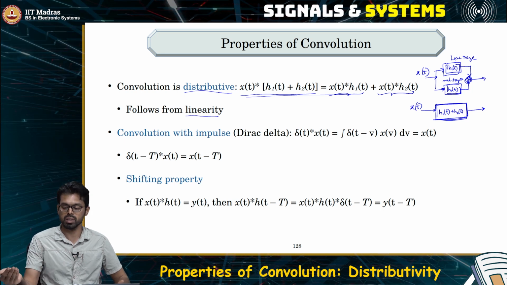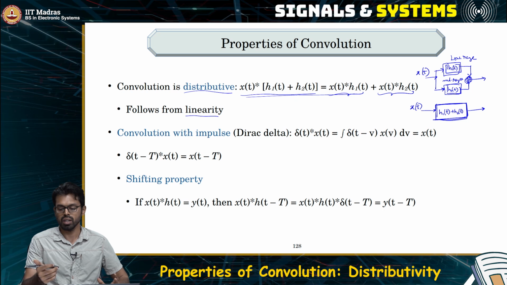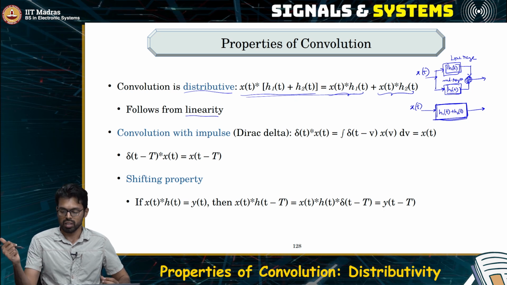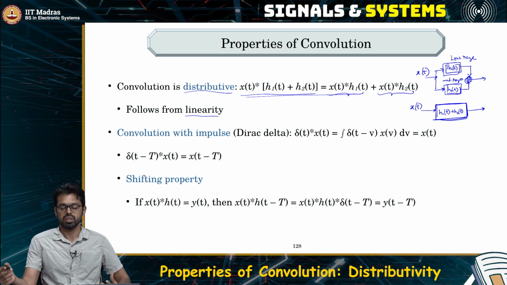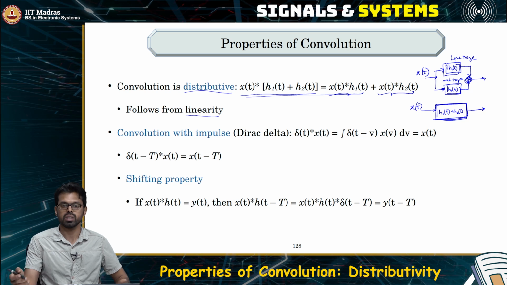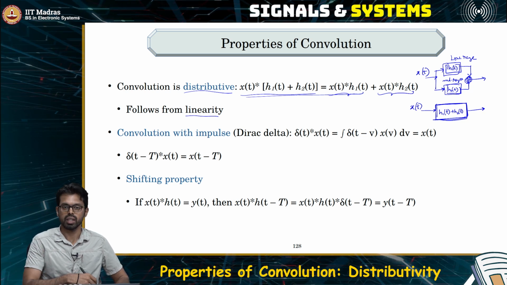This actually helps us in practice to constrain the number of devices, the discrete components that you need. You can reduce that by using this property. So this is very useful in that manner.